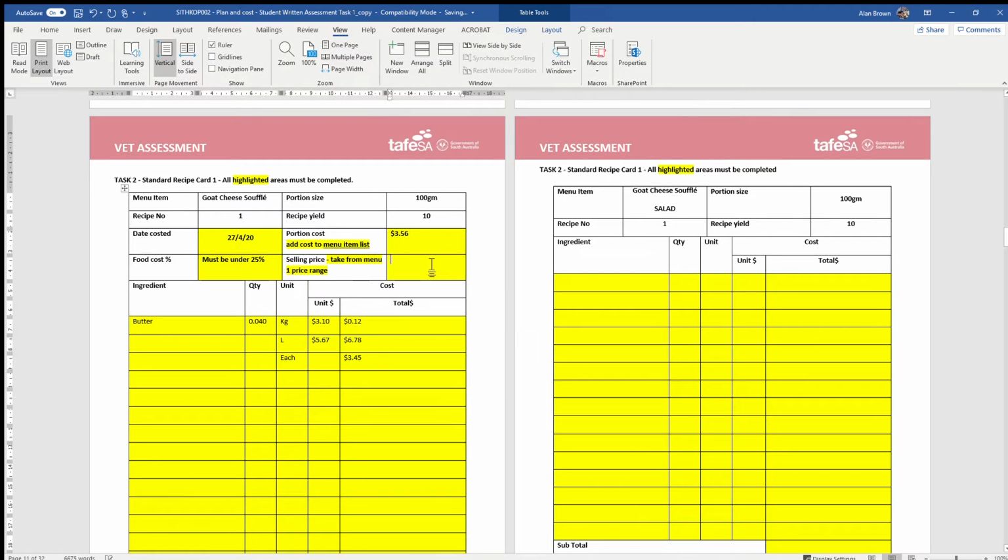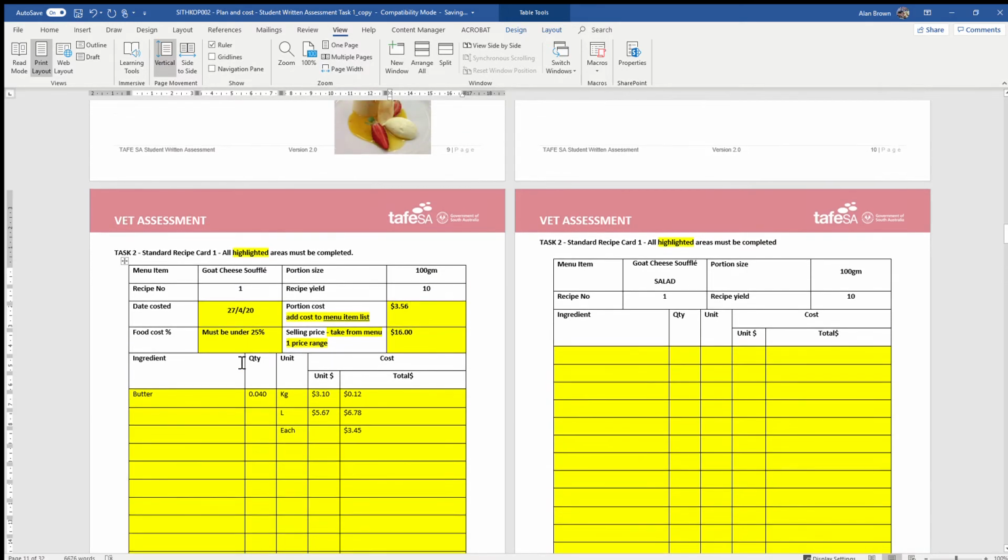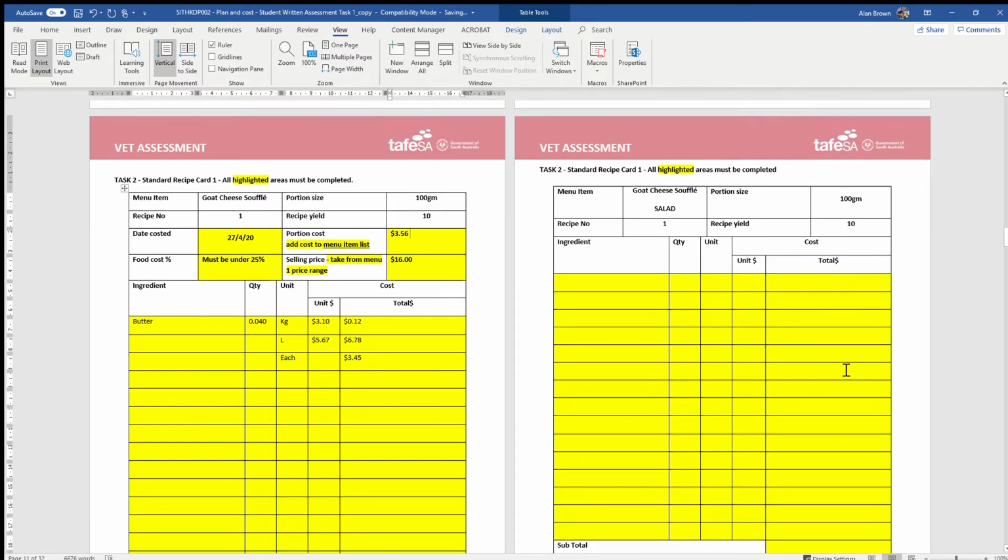And then your selling price, $16. Don't just go like that. Put the 00 in. You've got to really cross the T's and dot the I's in this assessment as well. That will help you get through the 3 that you have to do.